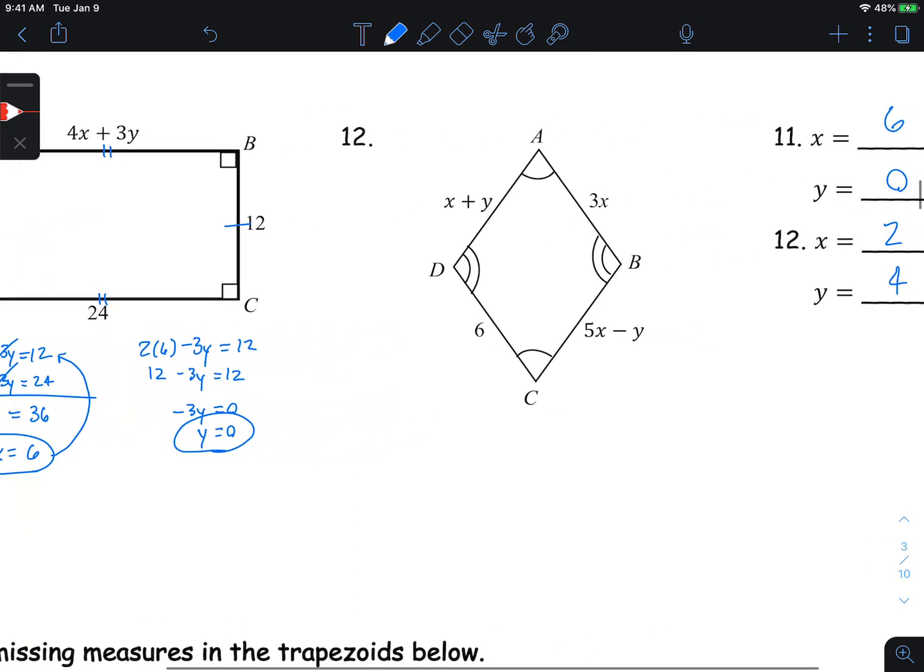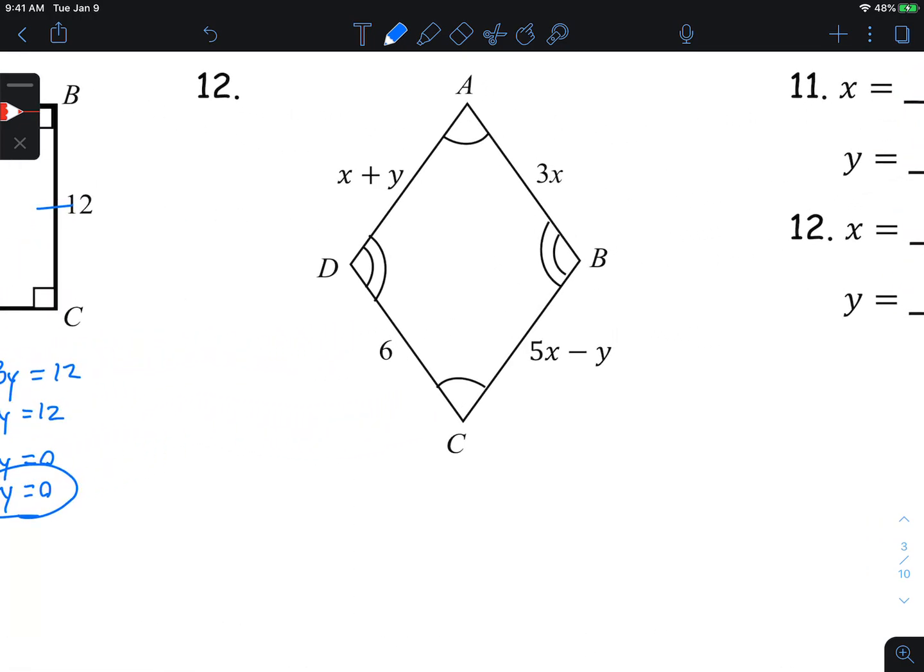Looking here at number 12, I noticed that the opposite angles here are congruent, so it must be a parallelogram. What we're going to do here on this one is set opposite sides equal. And kind of like the last one, you're going to have x's and y's mixed together. What's nice though is when you set those sides equal to each other, 6 equals 3x. That just means x is 2.